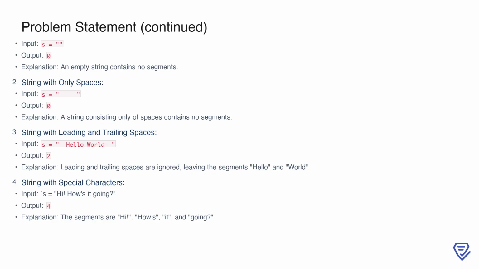Lastly, strings with special characters, like S equals "Hi, how's it going?" are also valid. In this case, the output is 4 because the segments are "Hi," "how's," "it," and "going?" These examples demonstrate how the definition of a segment applies across various scenarios.